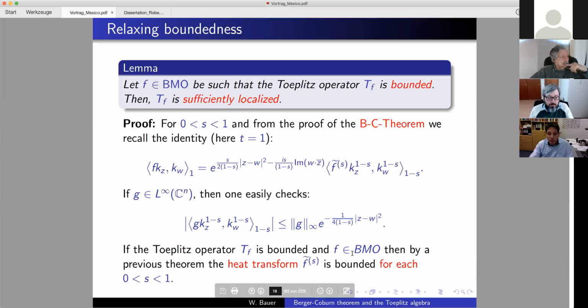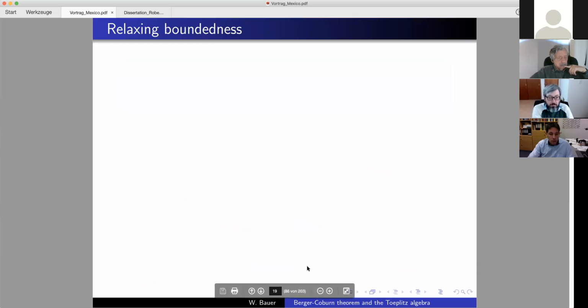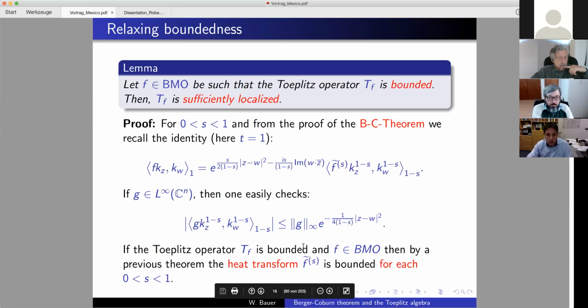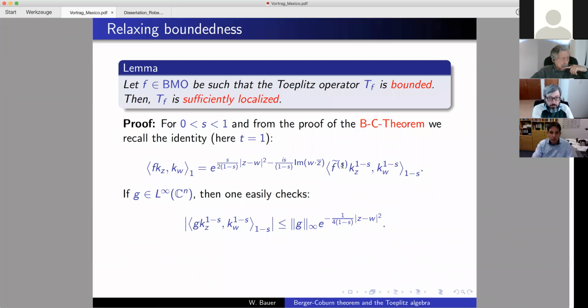But I told you if the symbol is in BMO, then we have some backwards control of the boundedness of the heat transform. So if it's bounded at some time, it will be bounded at any earlier and any later time. So we know that the heat transform actually is bounded for each time. It's immediately bounded once s is bigger than 0. And that allows us to use this inequality here across this strange border t-half. And that's what we do next.